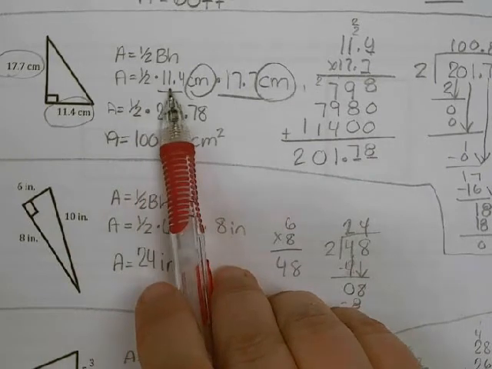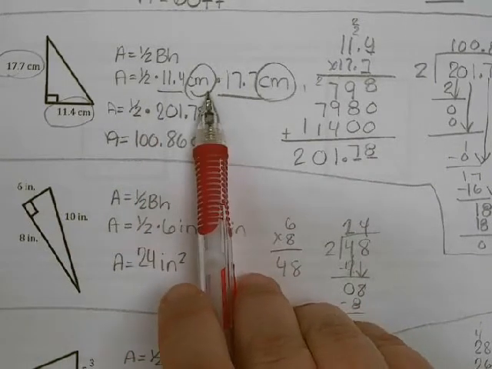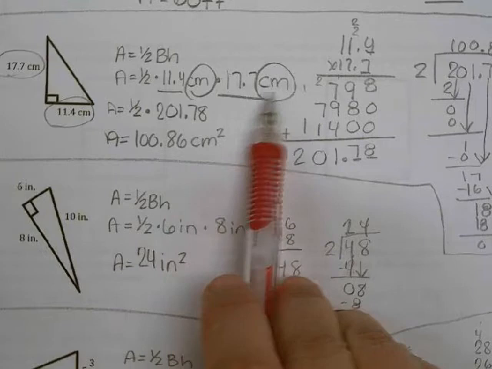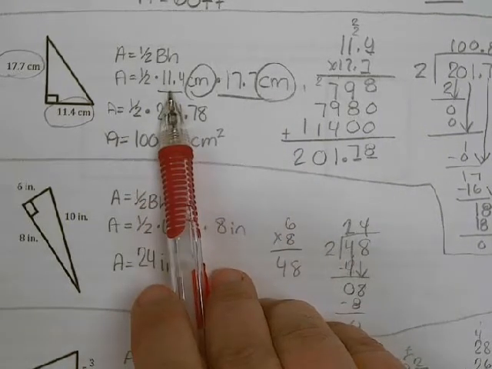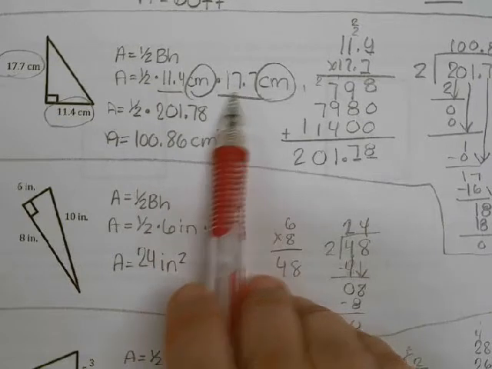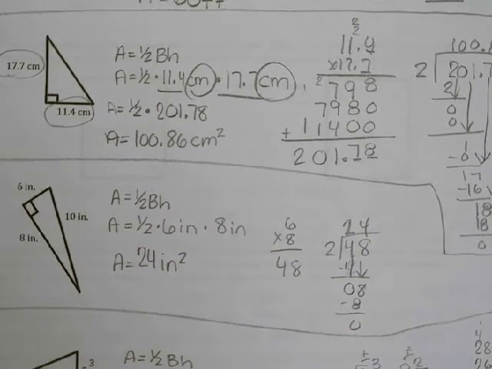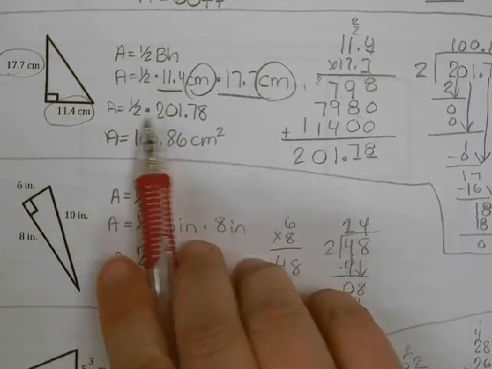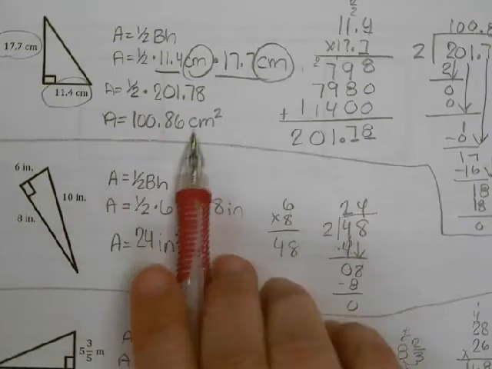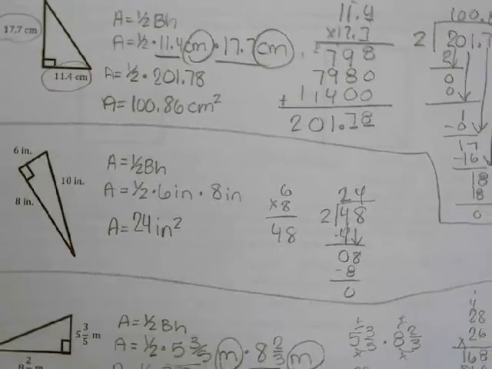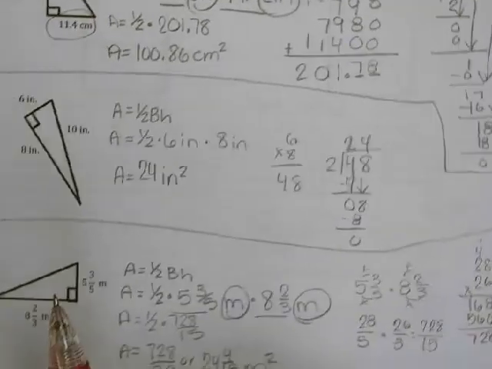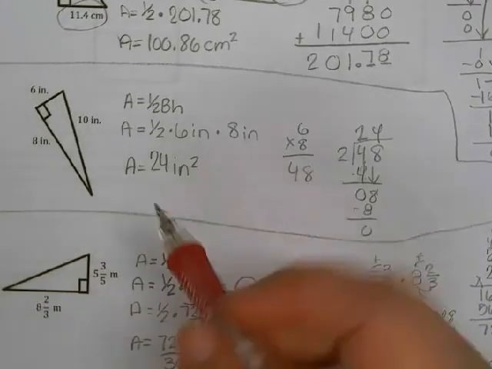1/2 times 11 4/10 centimeters times 17 7/10 centimeters. When you multiply 11 4/10 and 17 7/10, you get 201 78/100. Divide that by 2, and you get 186 centimeters squared. On to the next one.